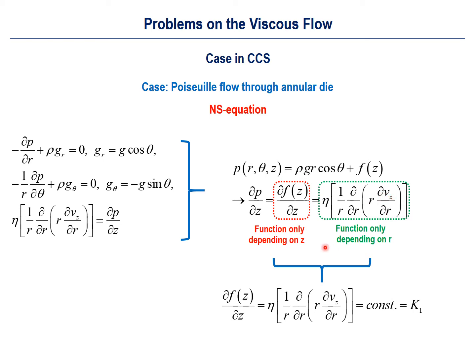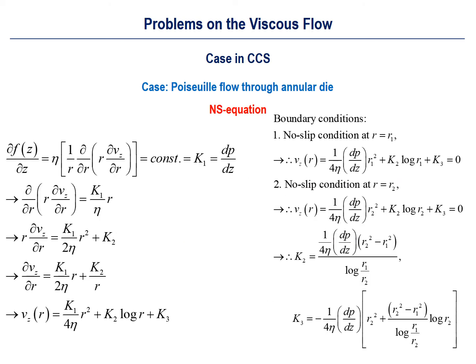And you can find that the red function here is a function only depending on z, while this green function here is a function only depending on r. So further making this kind of relationship, it means that both sides will be constant, right? And let's call that constant K1 here, right? And this means that we can obtain the f(z) profile and the vz profile using these conditions, okay? So far, so good.